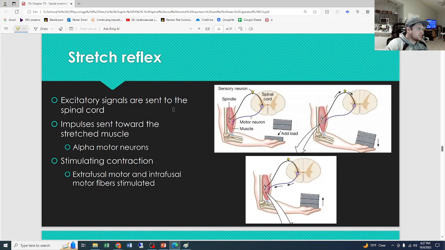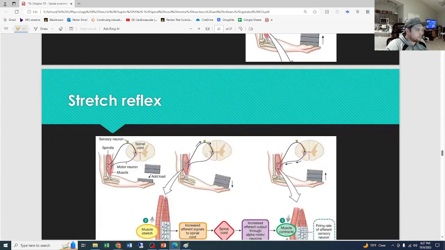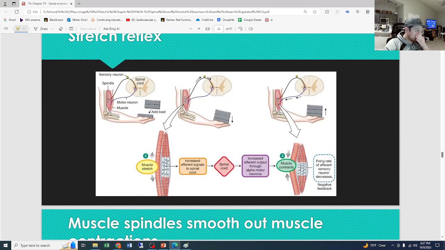The excitatory signals are sent to the spinal cord, the impulse is sent towards the stretched muscle, the alpha motor neurons, stimulating contraction, and extrafusal motor and intrafusal motor fibers are stimulated. So here we have our stretch reflex. We get a muscle stretch. Our muscle spindles sense that. We get increased afferent signals to the spinal cord, and the spinal cord sends increased efferent output through the alpha motor neurons, and the muscle contracts.